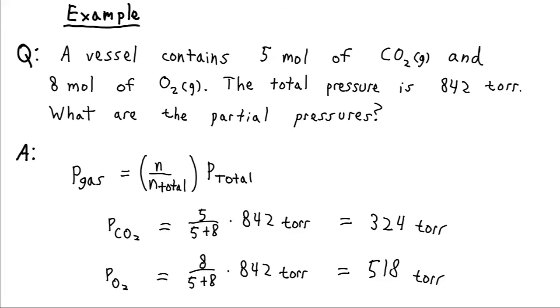Now we multiply that out, get 324 torr. And the same thing for the oxygen. Now the oxygen was 8 moles out of our total of 5 plus 8 is 13. And we multiply that by 842 torr, which is our total pressure, and we get 518 torr. Now if we add these together, by Dalton's law of partial pressures, they should add up to the total. So that's a check on our answer. And if we add these together, we get 842. So apparently our math was correct here.